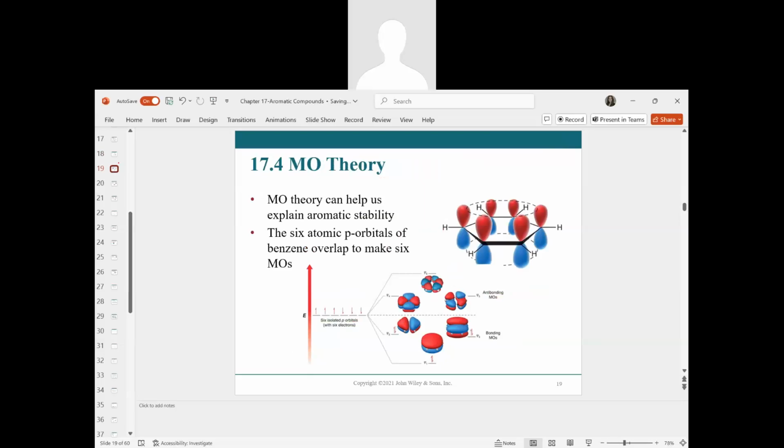Molecular orbital theory, as mentioned previously, can help us to explain this aromatic stability. If you recall, 6 atomic p orbitals will make up, and we see that over here, 6 molecular orbitals. And this orientation is seen over here, where we have our lowest energy molecular orbital, our second highest, shown here at this level here. So we have 3 bonding molecular orbitals below this line here, and then we have our anti-bonding higher energy molecular orbitals above.